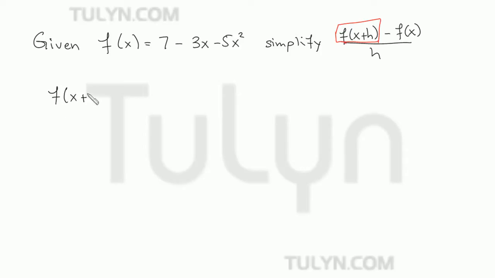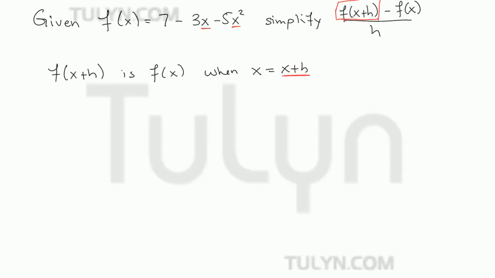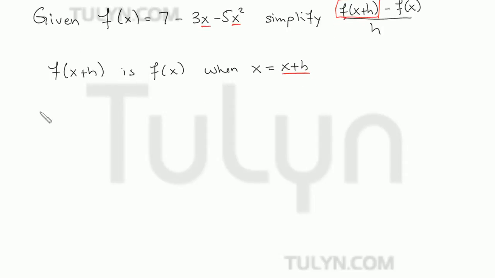So note that f of x plus h is the same thing as f of x when x is equal to x plus h. So what we basically do is every time we see an x in our function, we want to replace it with x plus h. So now, doing that, we get f of x plus h is equal to 7 minus 3 times x plus h, since we're replacing, then minus 5 times x plus h squared.